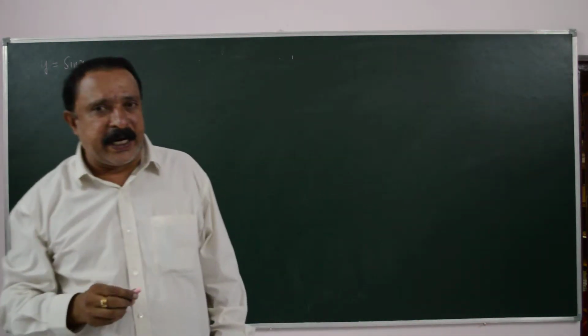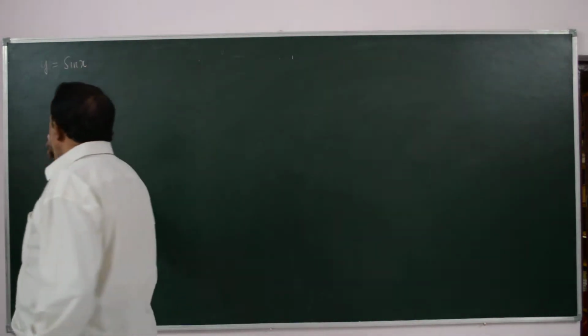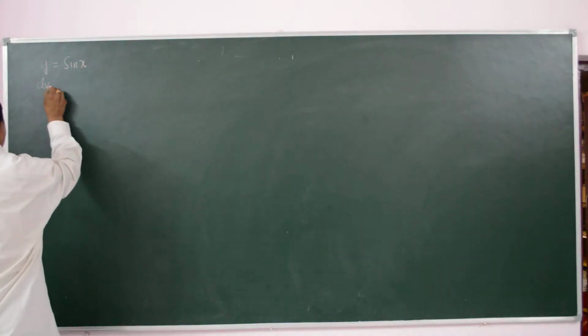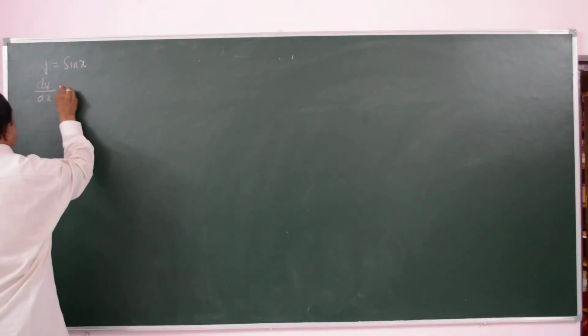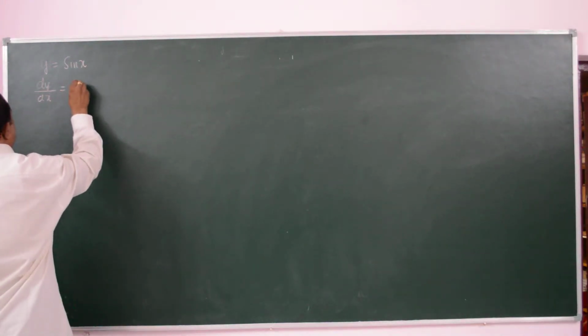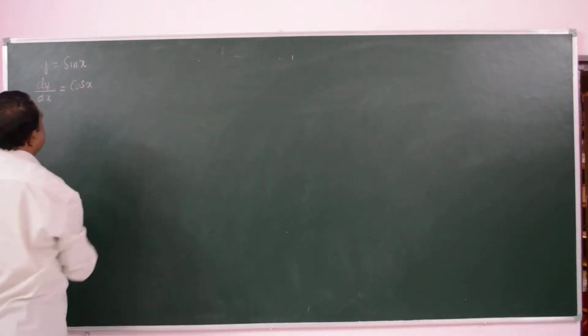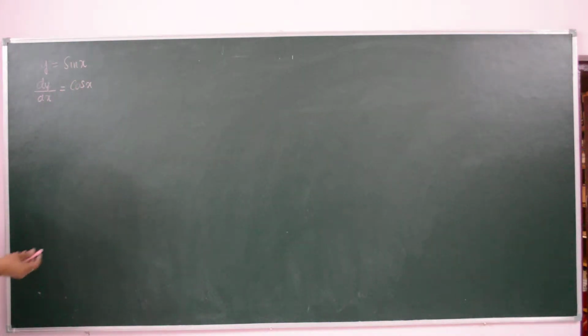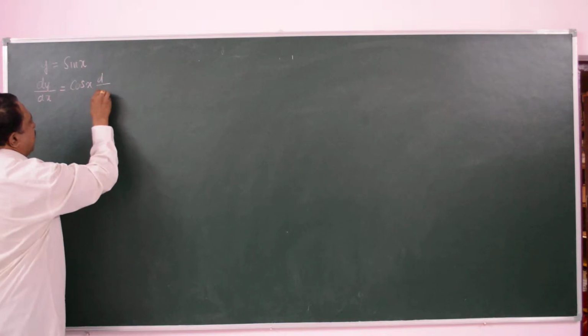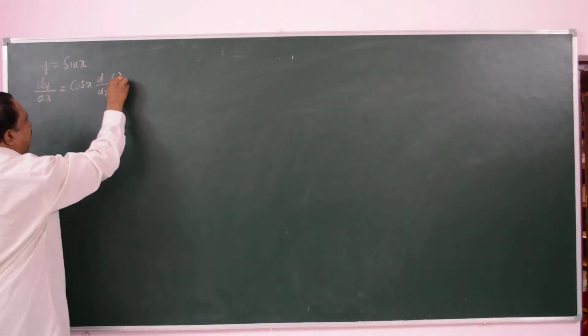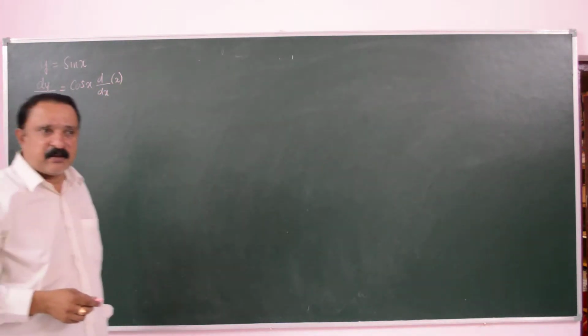If y is equal to sin x, then we know that the differential coefficient of sin x, dy by dx, is cos x. And how about writing d by dx of x? You can always write it, because d by dx of x is 1.